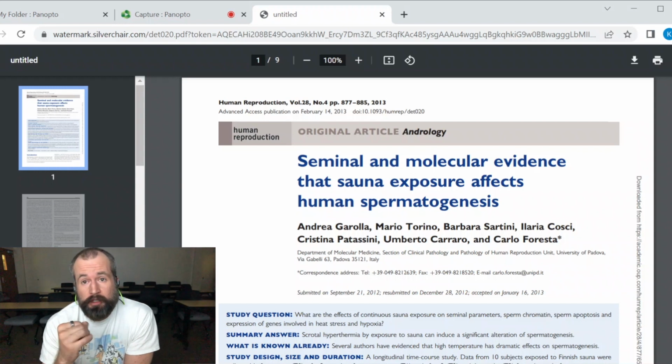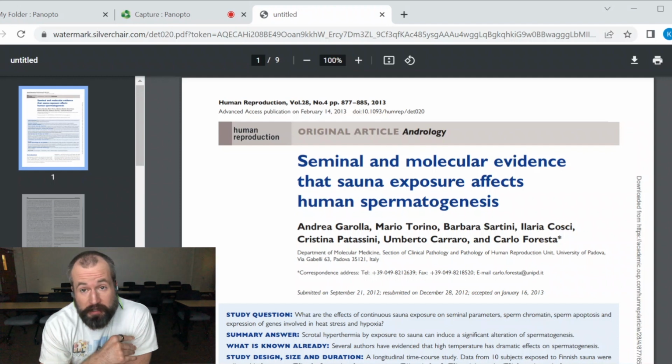I'm going to talk to you guys today about this paper called Seminal Molecular Evidence that Sauna Exposure Affects Human Spermatogenesis. That is to say, evidence that being in the sauna affects how your sperm are made. In this paper, they show very clearly that the sperm count is demolished and sperm function is severely disrupted as well.